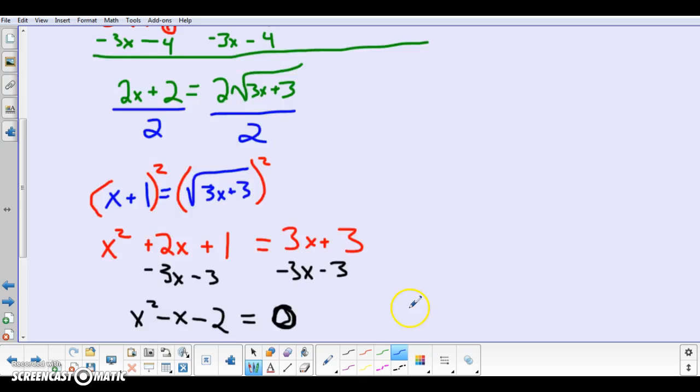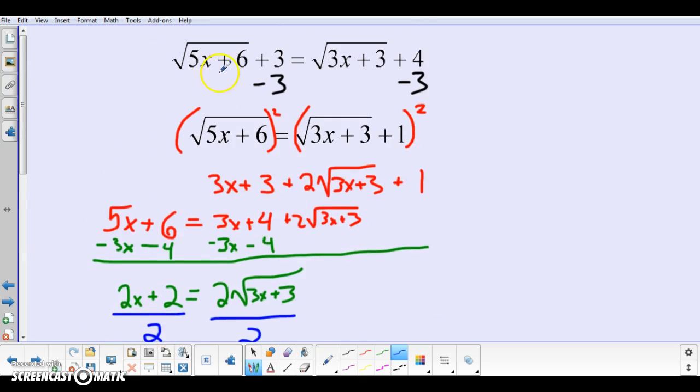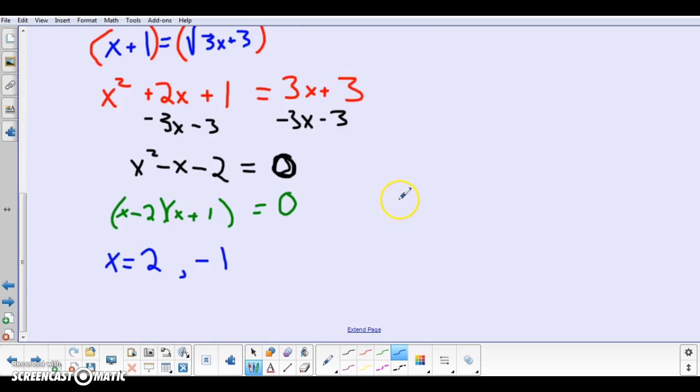So we'll start with 2. If I plug in 2, 2 times 5 is 10. 10 plus 6 is 16, and the square root of 16 is 4. 4 plus 3 is 7. So remember that we got 7 on the left side. Plug in 2 here. 2 times 3 is 6. 6 plus 3 is 9. The square root of 9 is 3, and 3 plus 4 is also 7. So 2 works when I plug it in.